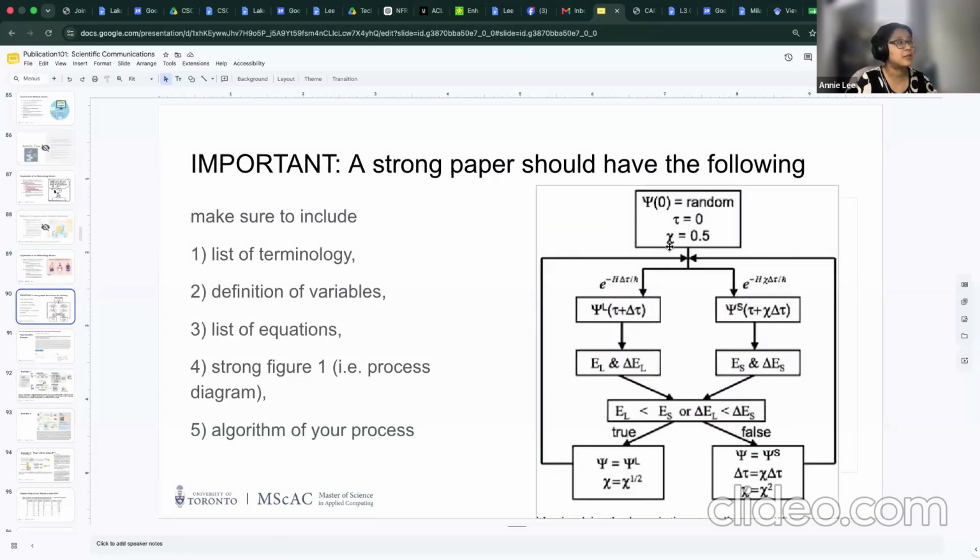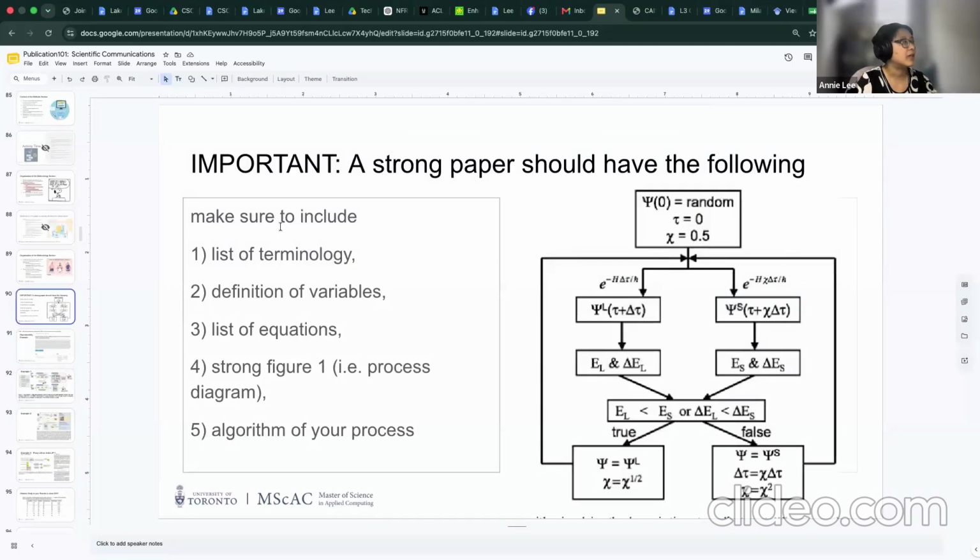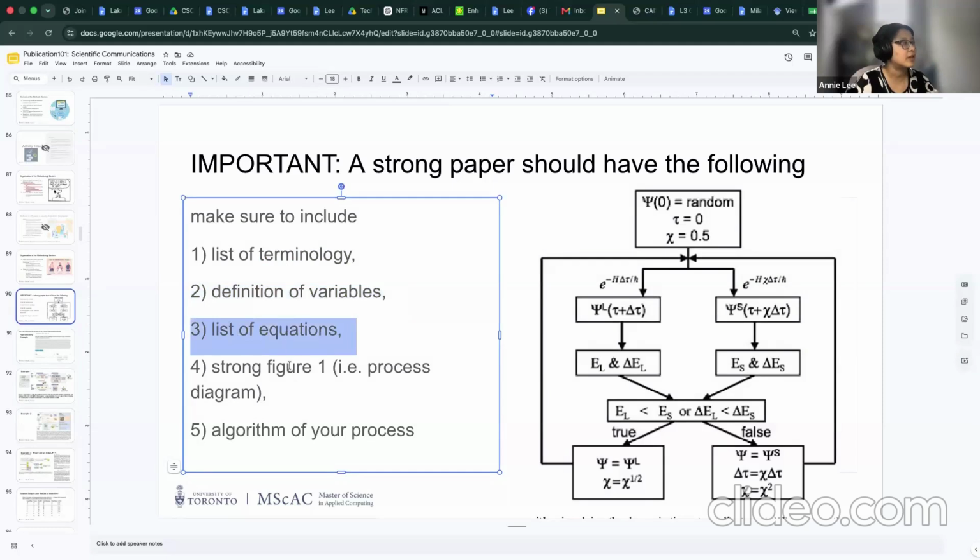Very important for a paper is to have a process diagram. So this is a very mathematical process diagram here, right? Make sure your paper includes a list of terminologies, the terms that you use. You discuss it with your team and make sure that is clear. Definition of variables, your X, Y, Z, ABCs. A list of equations that you're using, and machine learning equations that you're using.